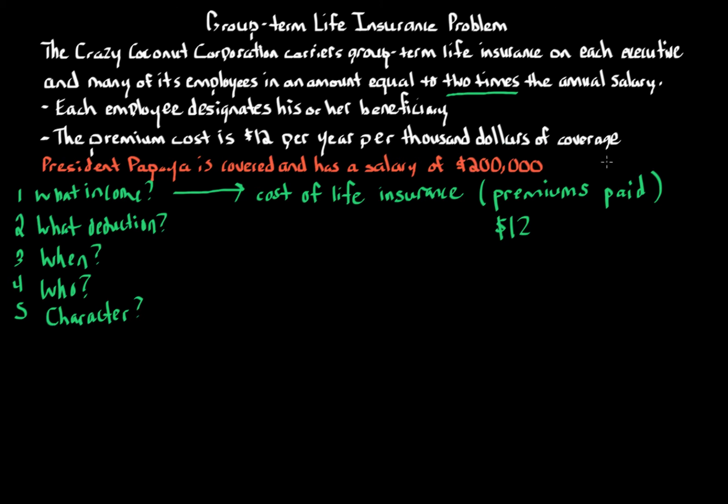So let's say an employee makes $100,000 a year. Well, the corporation is providing coverage for 2 times the salary. So $100,000 would be coverage on $200,000. For that $200,000, it's $12 per $1,000. So you would take that $12 and multiply it by 200, because $200,000 divided by $1,000 is 200 units of coverage.